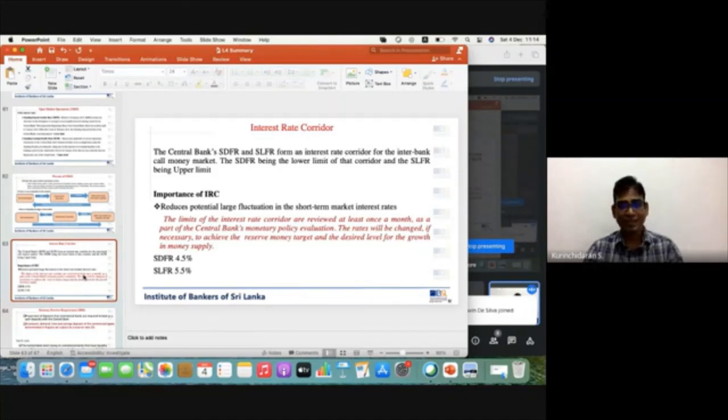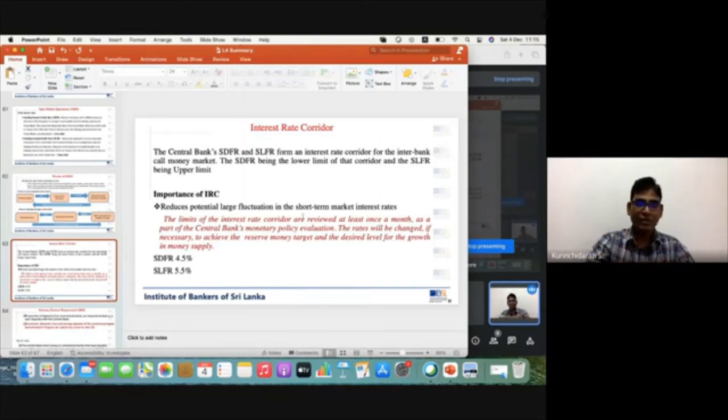Now, I think I explained this interest rate corridor. You could see it's the rates in between the SDFR and SLFR, right? I have explained to you why the central bank fixed this. The central bank doesn't want too much fluctuation, right? Normally you could see only a 1% difference. If the SDFR is 4.5, the SLFR might be 5.5. So the banks' interbank rates would be set in between. So the central bank always has control over these money market rates, right?